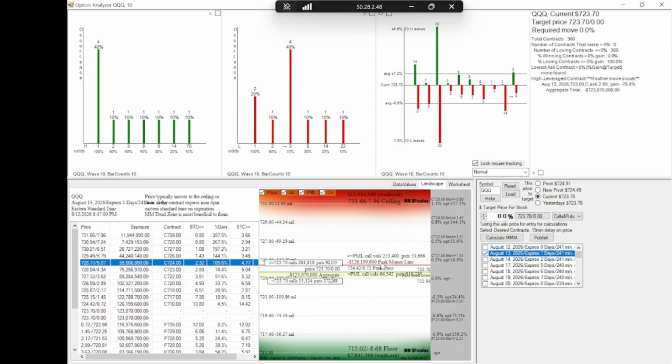Okay, so you can see one last thing. The highest exposure number is right here. $126,199,600 is what they stand to lose if price were to close at 724.42, which you can see is the peak money line where they stand to lose the most money. So I think that covers pretty much all of it, Paul.